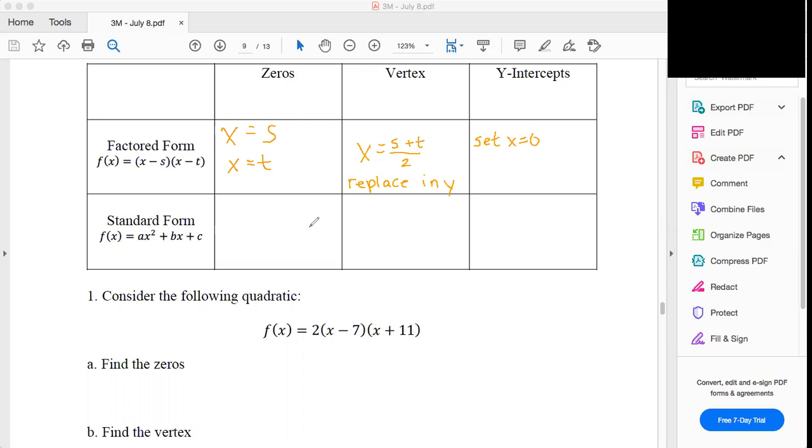For our standard form, we're not able to find zeros. The only way you can find zeros is through the factored form, so that you can't do. Our vertex would be negative b over 2 times a, and then you replace that in the equation. And our y-intercept is going to be 0 and that c value that we have here at the end.